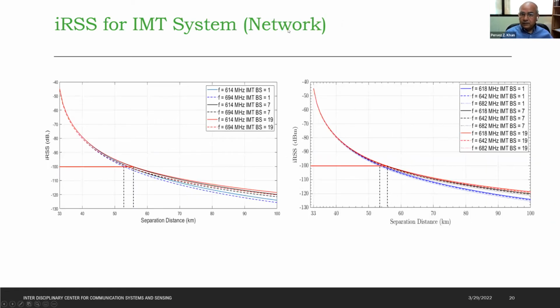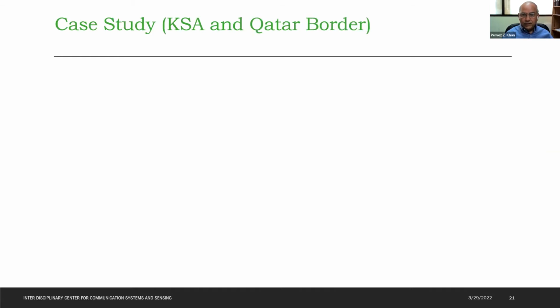But if you have a network of 1 trisector, 7 trisector, and 19 trisector transmitters, then this is the case. And again, the same thing. Naturally, the separation distance or the coordination distance comes out between 52 to 54 kilometers. Again, the same thing for the specific frequencies, between 53 to 54 kilometers. So in general, for these standard values, what we noticed is that in case of a network, it is between 52 to 54 kilometers, but in case of a single cell, it is around 40 to 41, 39 kilometers.